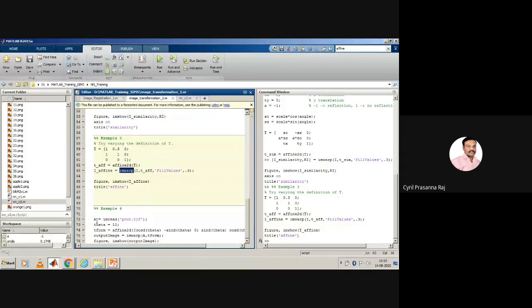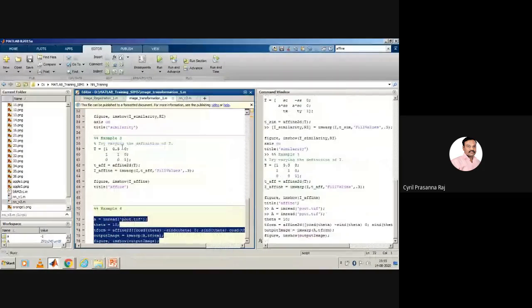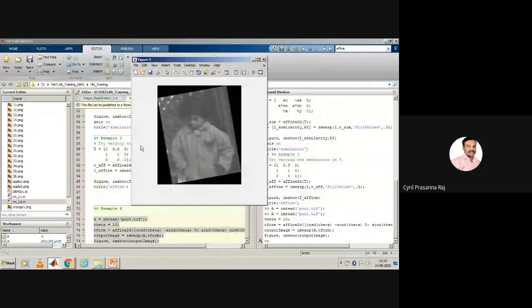Now let us take an image here. We have taken an image called out, and we'll provide theta, a rotation of 10 degrees, and see how that image would look like. So the original image is this, but it has now been rotated by an angle of 10 degrees. So you can perform rotations, shear and scaling of images by these factors.